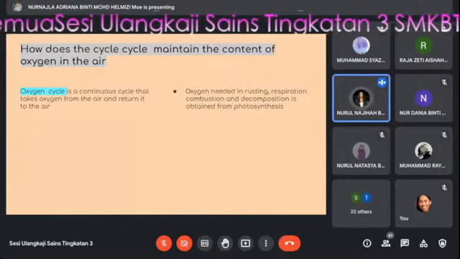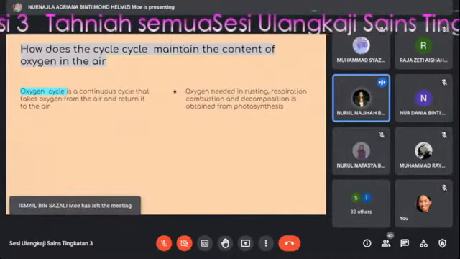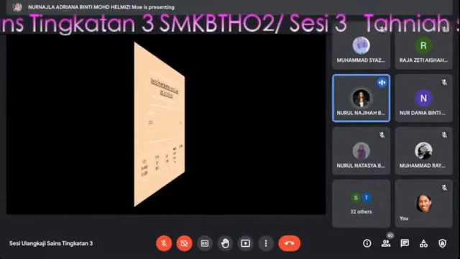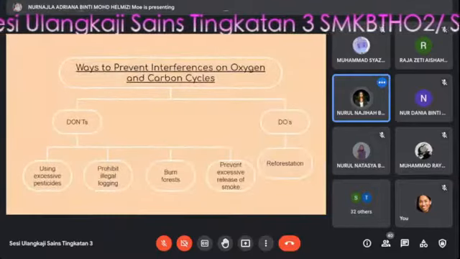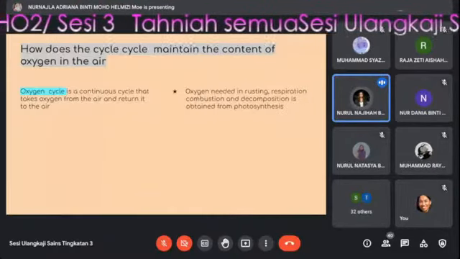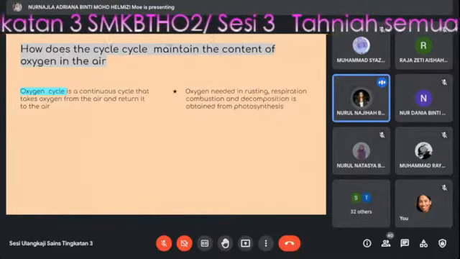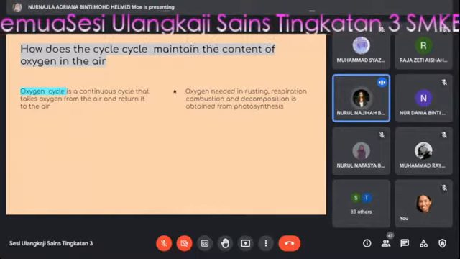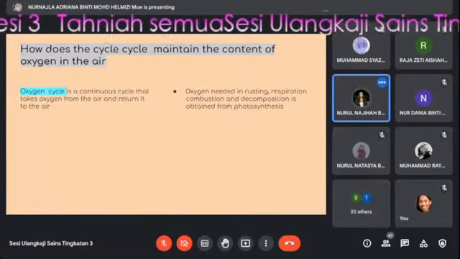In summary, the oxygen cycle and carbon cycle are continuously taking and returning oxygen and carbon dioxide in the atmosphere. Both the oxygen and carbon cycles maintain the content of gases in the atmosphere. A balanced amount of gases is important for the survival of living things.